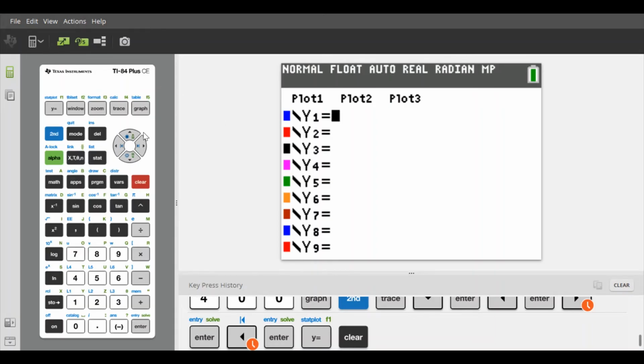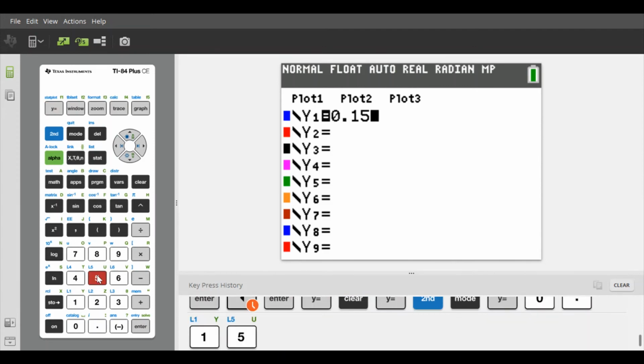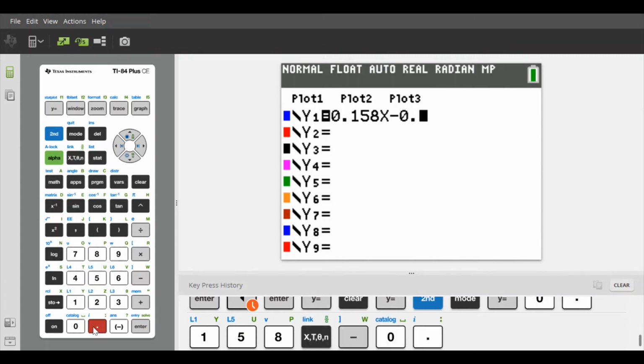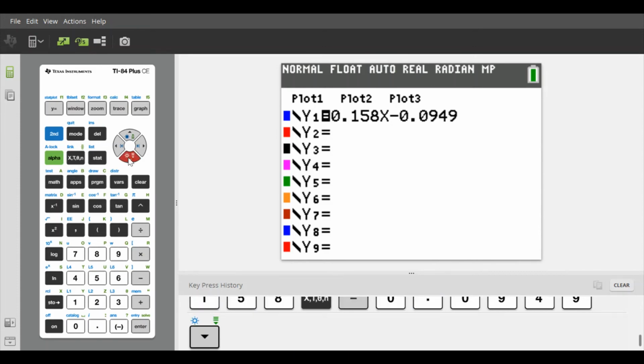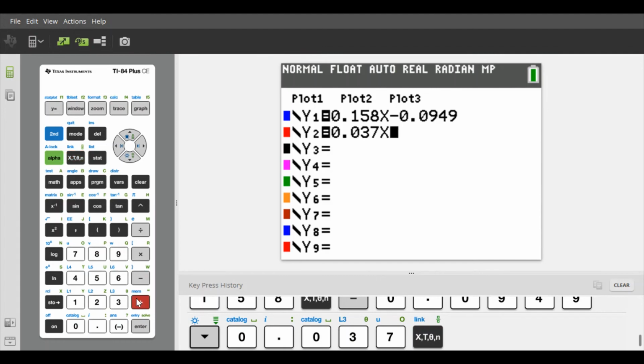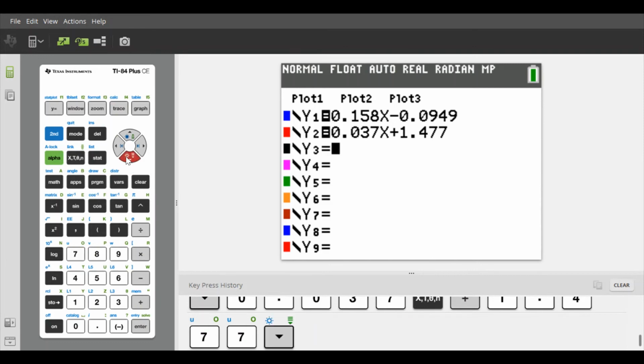Alright, so we're over here at the calculator. I went ahead and went to y equals. Cleared out my old stuff and my y equals from that last problem. I'm typing in this new problem, 0.158x minus 0.0949, and in y2 we said we were going to type in 0.037x plus 1.477. Alright, so we got our y1 and our y2 typed in.